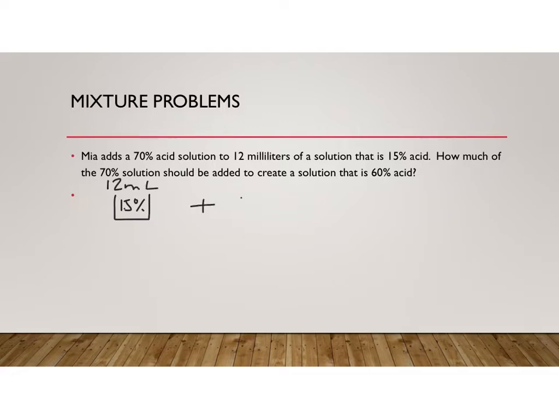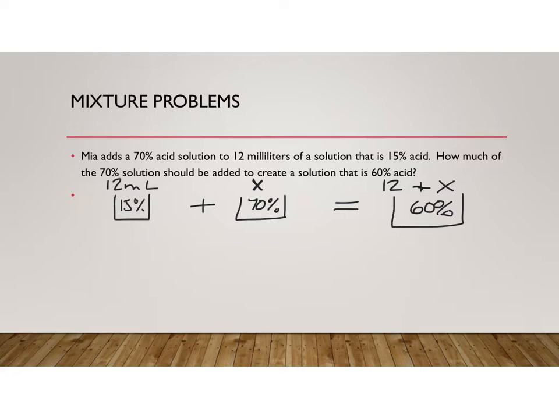We are going to add to that a beaker of 70% solution, and we don't know how much of that. So when this is combined, our solution is 60% acid. How much of that do we have left? We have the 12 original plus the X that we added.